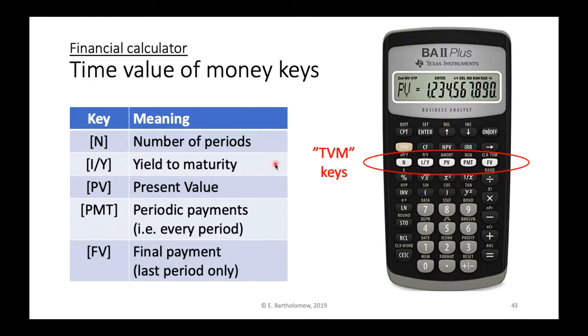N is the number of periods. I/Y is the yield to maturity. PV represents present value. Payment represents periodic payment, so something made every period, and then FV represents the final payment in the last period.